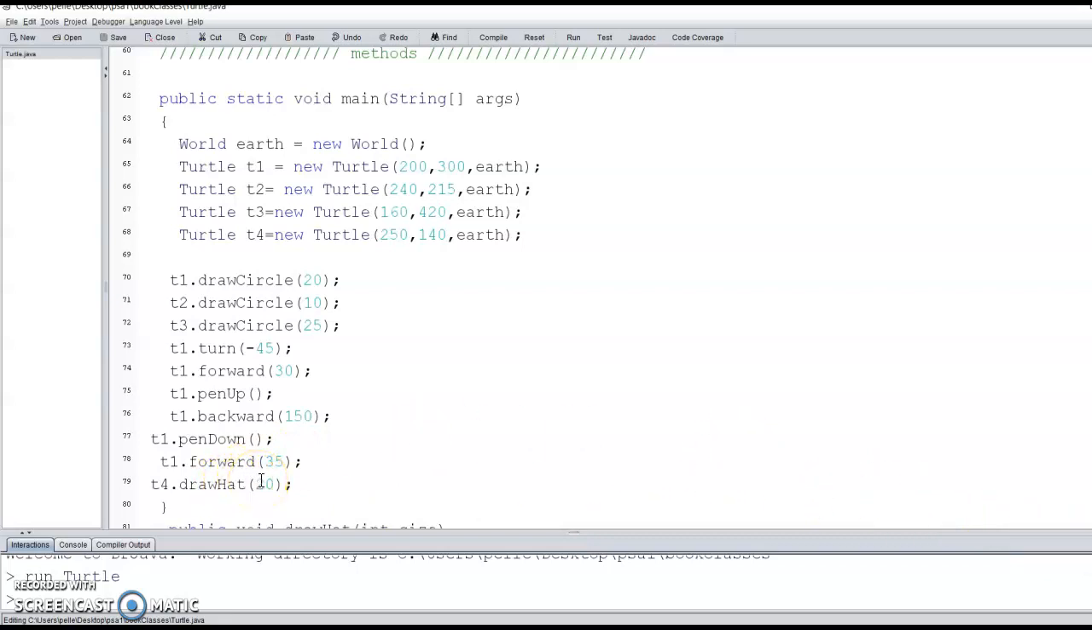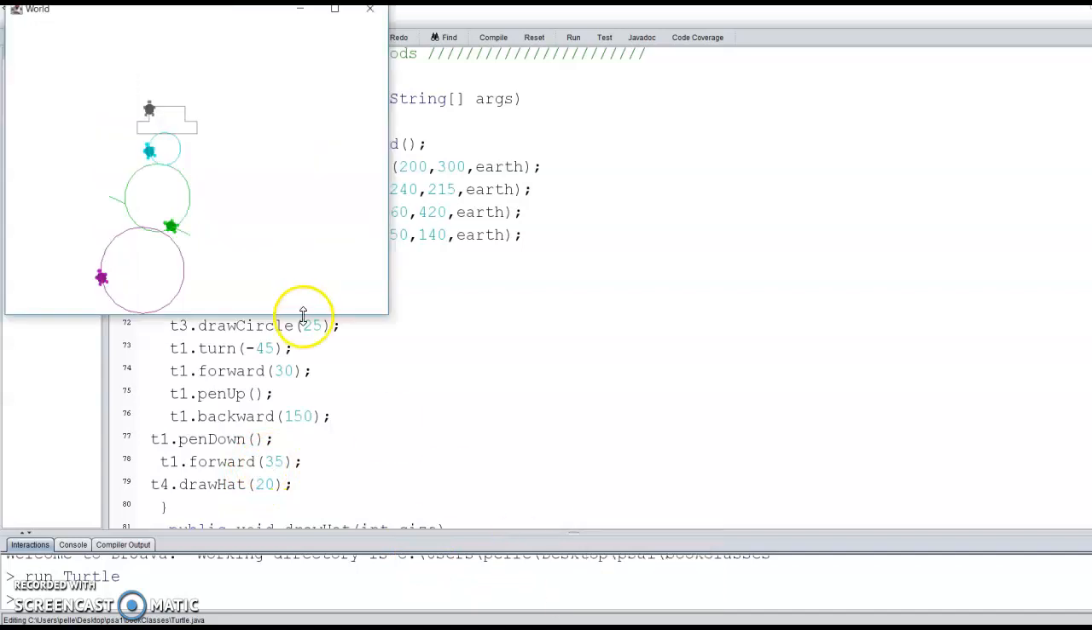My fourth turtle, I had to call on the method draw a hat, which I drew the hat at 20, which basically, when it all compiled, you get your snowman here.